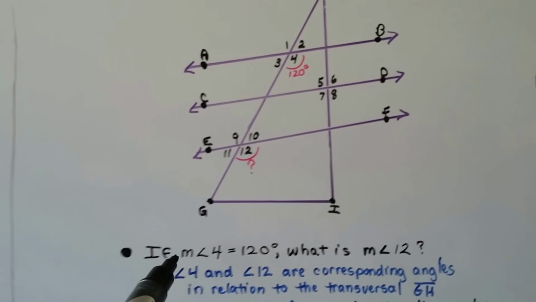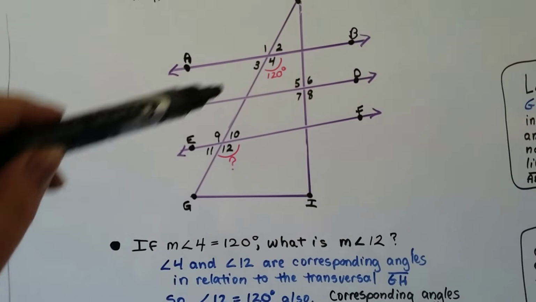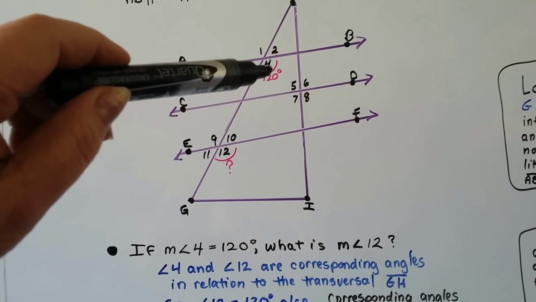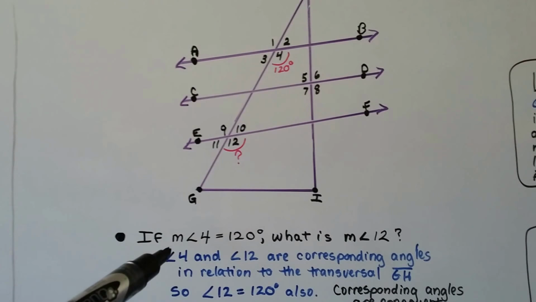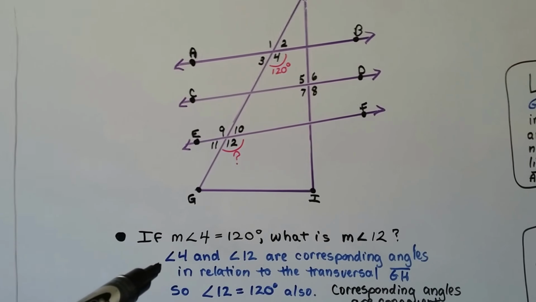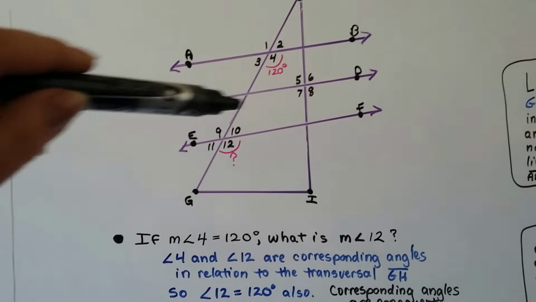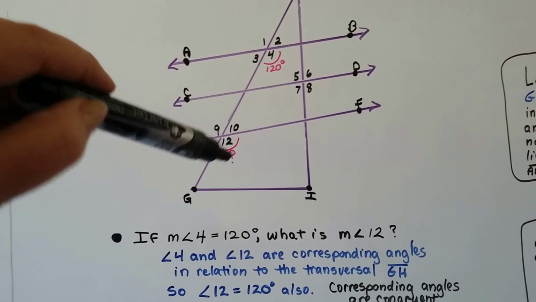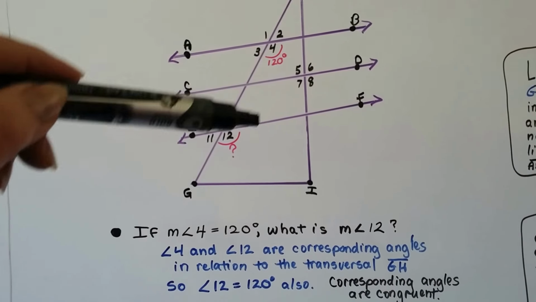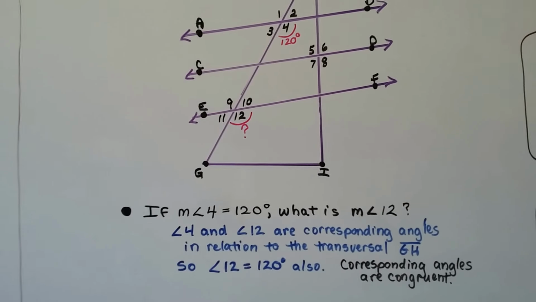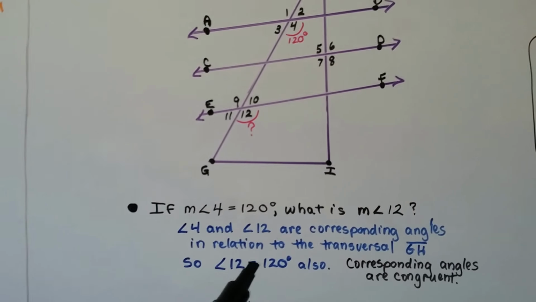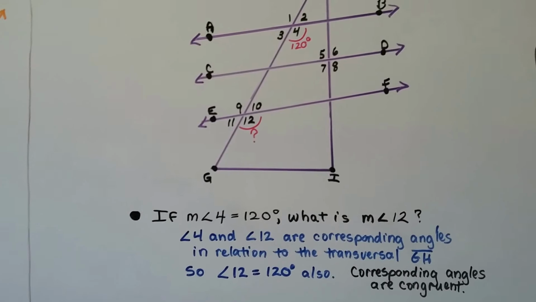It says if the measure of angle 4 is 120 degrees, what is the measure of angle 12? Well, we can find that because angle 4 and angle 12 are corresponding angles in relation to the transversal. They're both on the same side of the transversal. This one is under a parallel line. That one's under a parallel line. So that means they're congruent. And corresponding angles are congruent, so angle 12 must be 120 degrees.